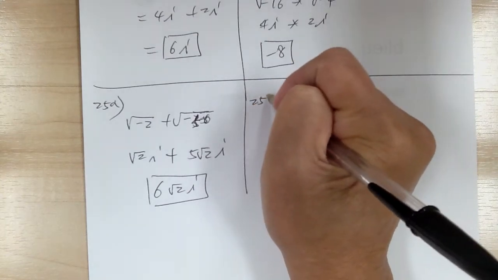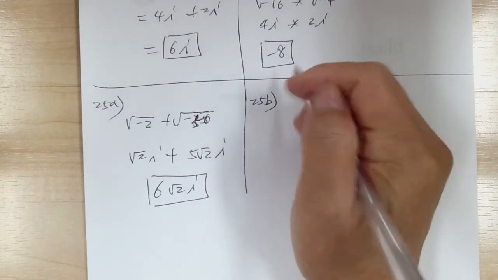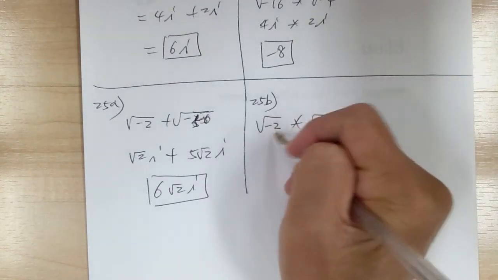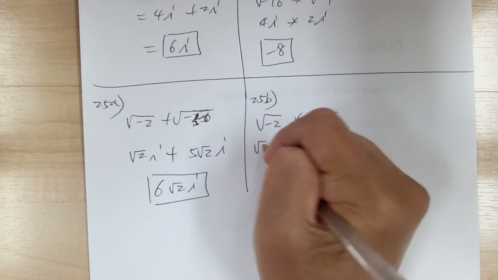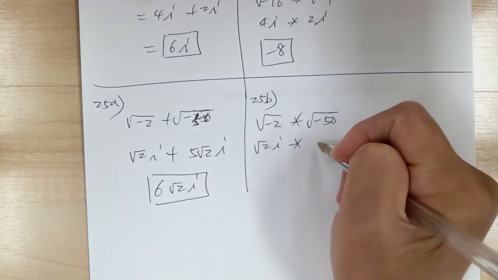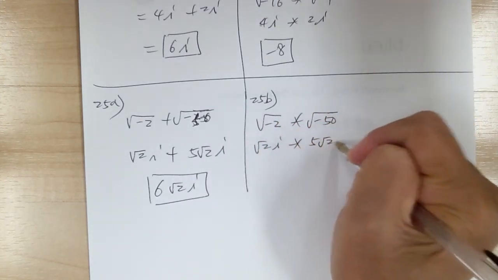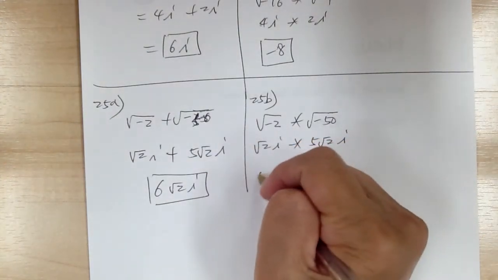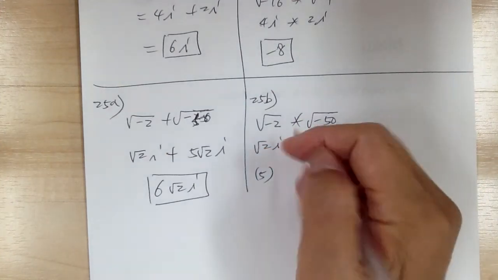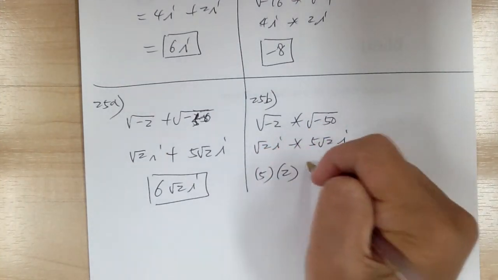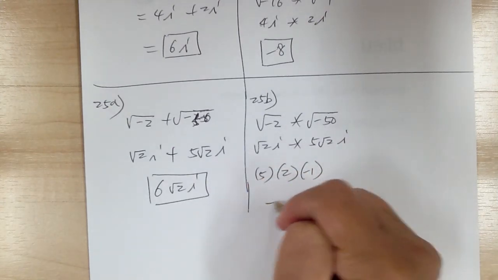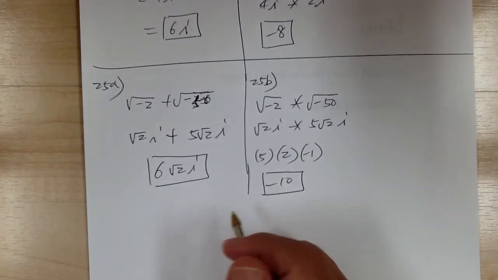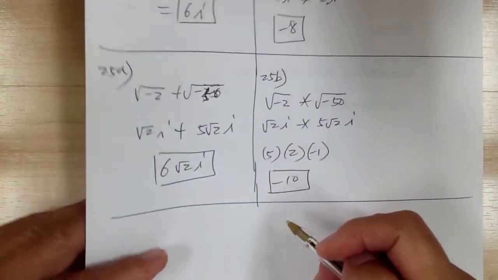Okay, go to 25b. You have the square root of negative 2 times the square root of negative 50. So you can take out the i first. So it will be square root of 2 i times 5 square root of 2 i. The integer 5 times 1 is 5. The radicand square root of 2 times square root of 2 is 2. i times i is negative 1. And so this will give you negative 10. So you can do it step by step.